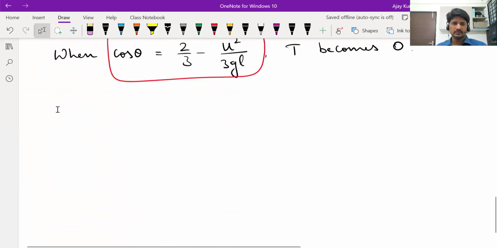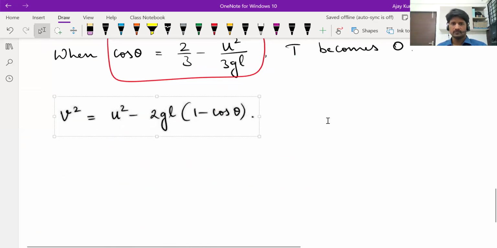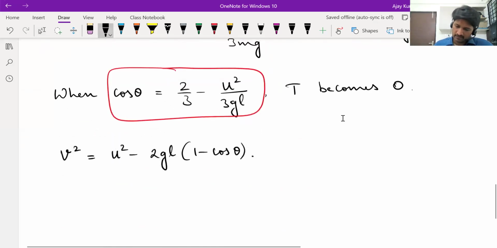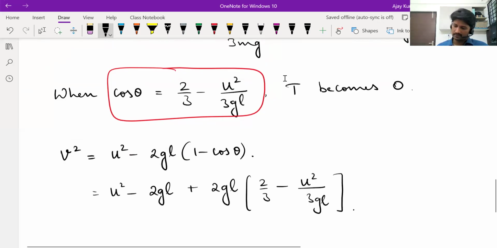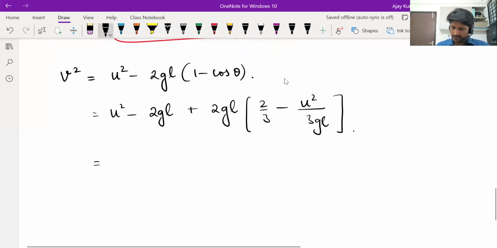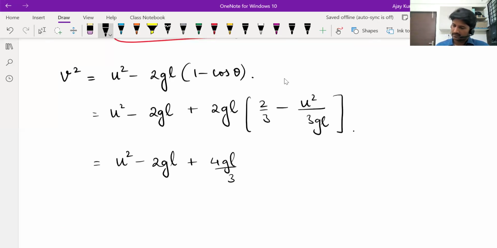If you do all this analysis yourself, it'll be even better, but do it once again. So we get v square is equal to u square minus 2gl plus 2gl cos theta. Plus 2gl into, in place of cos theta, I'll substitute this now, 2 by 3 minus u square by 3gl. Now what we are left with is simplification. u square minus 2gl plus 2gl into 2 by 3 is 4gl by 3, minus 2, gl will get cancelled. You will be left with minus 2 by 3 u square.